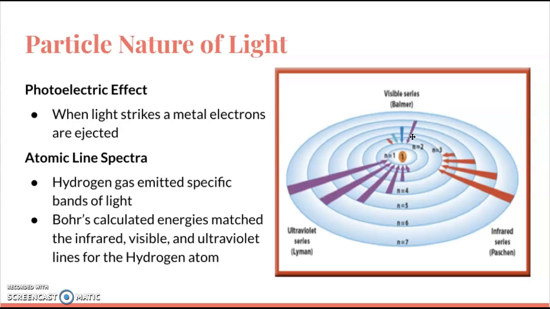Something I want you guys to keep in mind: if an electron moves from any energy level down to 1, it's going to be in ultraviolet. If anything moves from an energy level down to 3, it's infrared. Down to 2 tends to be our visible light. So that's my atomic line spectrum, meaning that depending on how my electron moves, I'm going to be giving off different types of light.